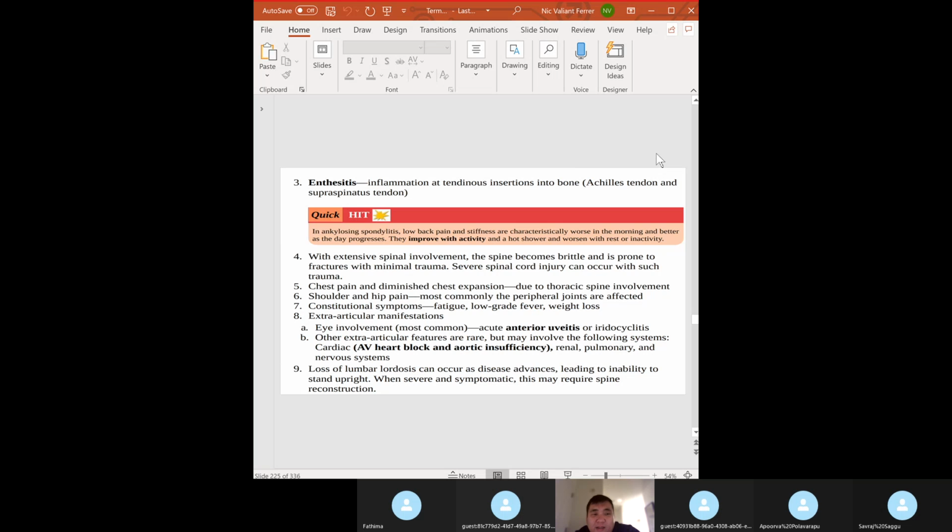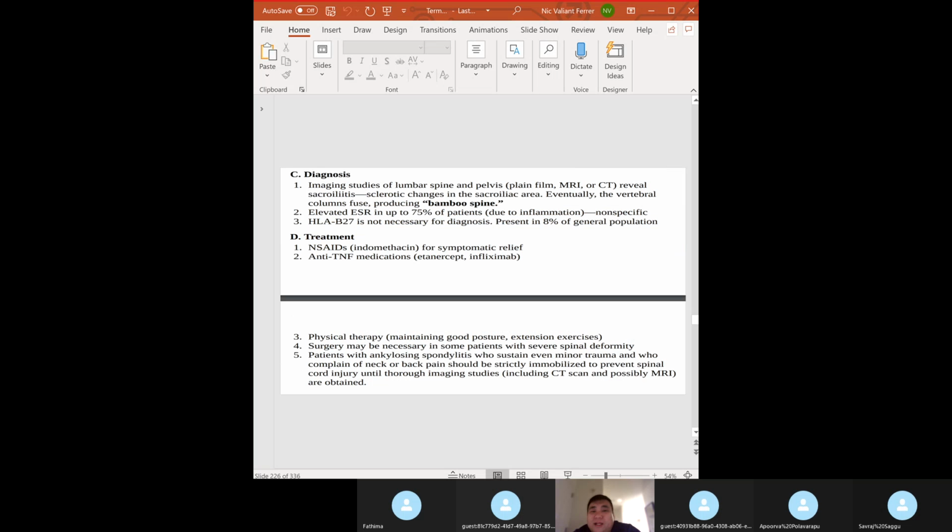So what if I have ankylosing spondylitis, right? What are the complications, doctors? Think restrictive lung disease. The lungs can't expand. Cauda equina syndrome. Spine fracture with spinal cord injury. Osteoporosis and spondylodiscitis. How are we going to diagnose? High-yield lumbar spine, either MRI or CT. What can we see there? Sclerotic changes on the sacroiliac area. The vertebral columns fuse. We call it bamboo spine. Of course, the ESR is elevated because it's an inflammatory disorder.